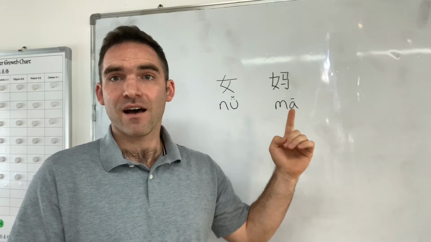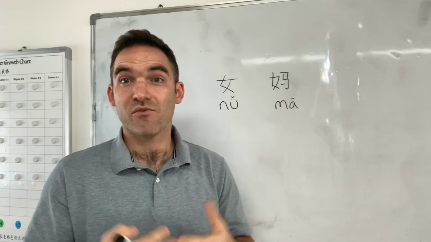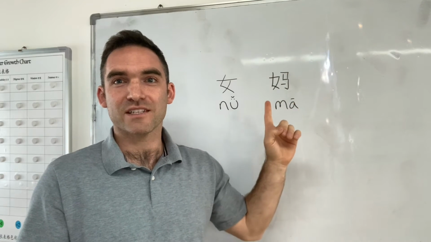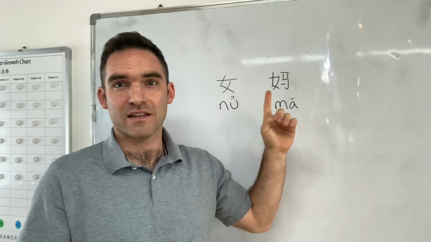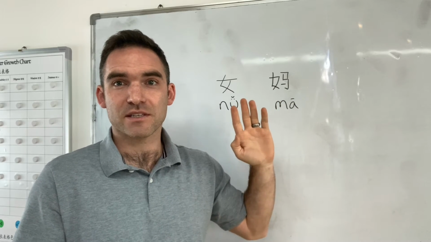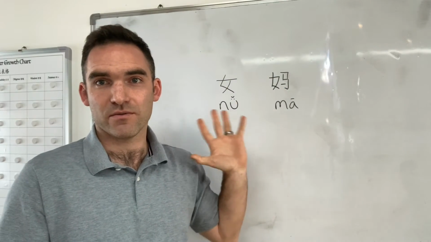Here we have ma, which is the word for mama, mom, right? So in the word ma, you have this character that represents a mother. Okay, so you have this character here, and sometimes the character is within a bigger picture, and sometimes it is by itself, like that.